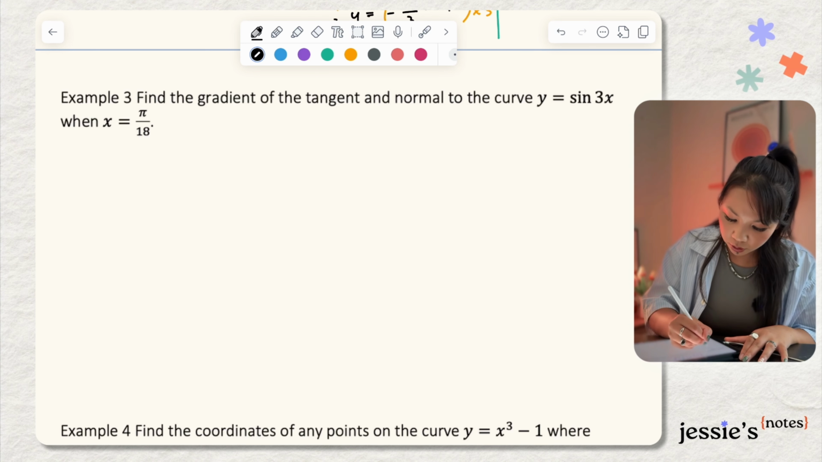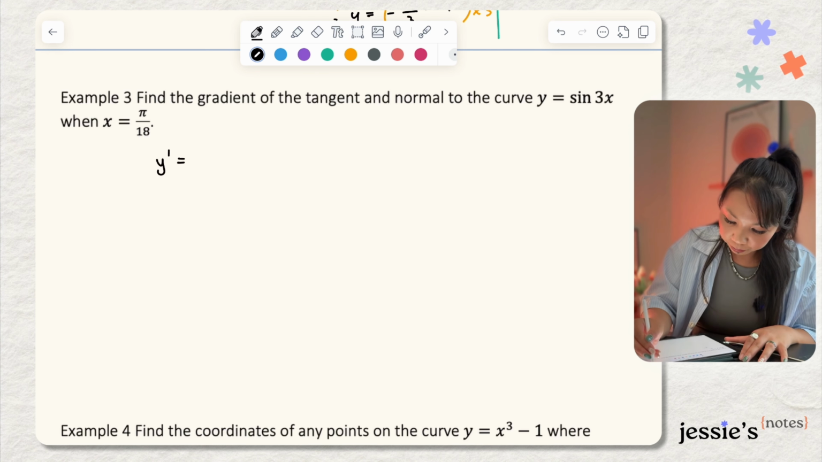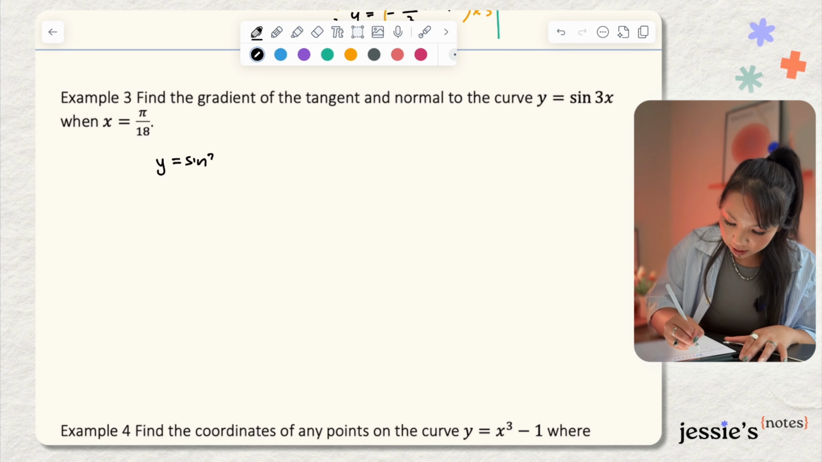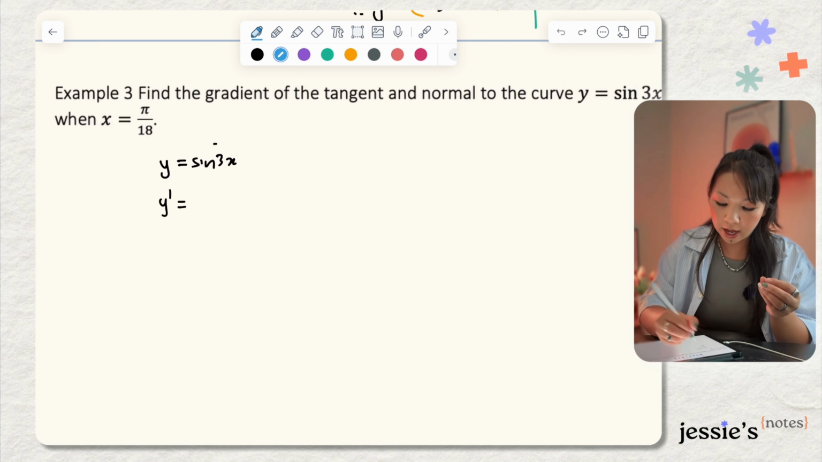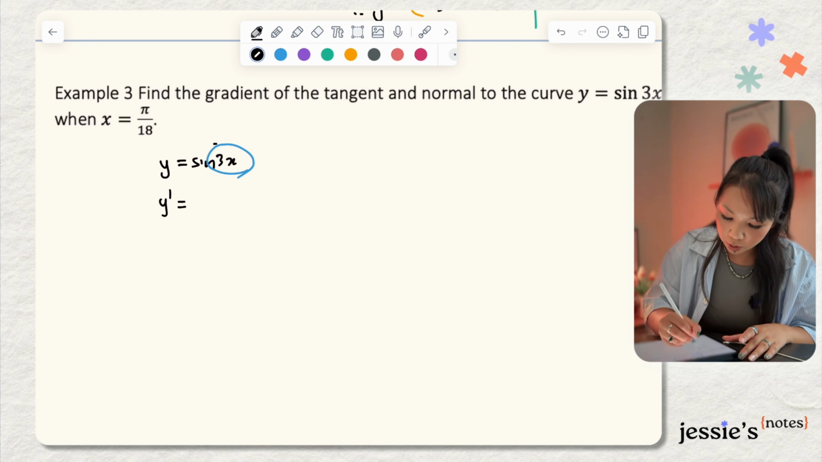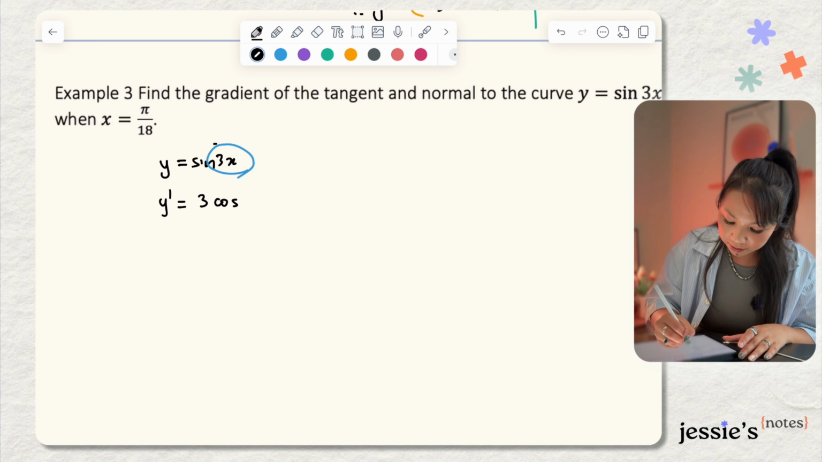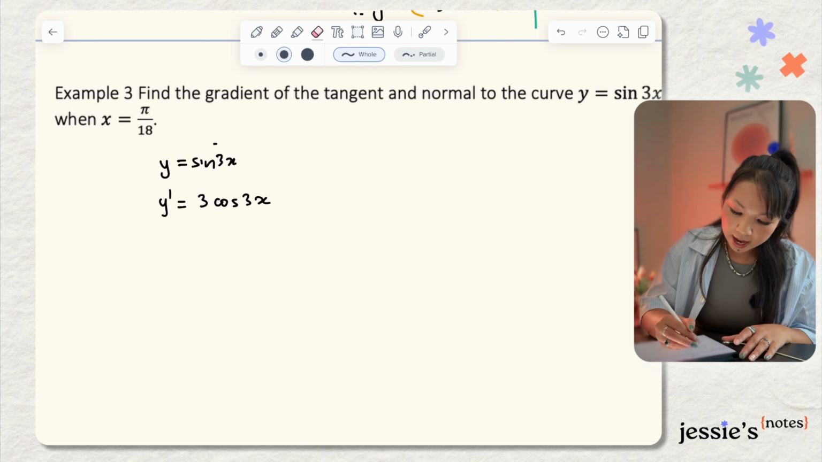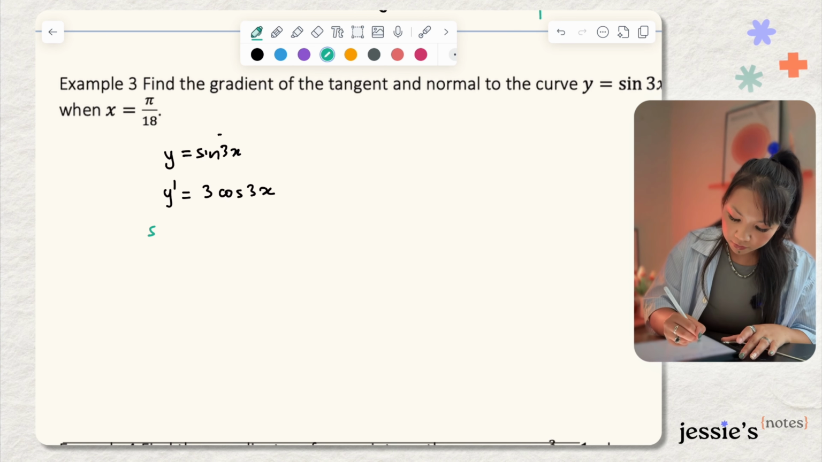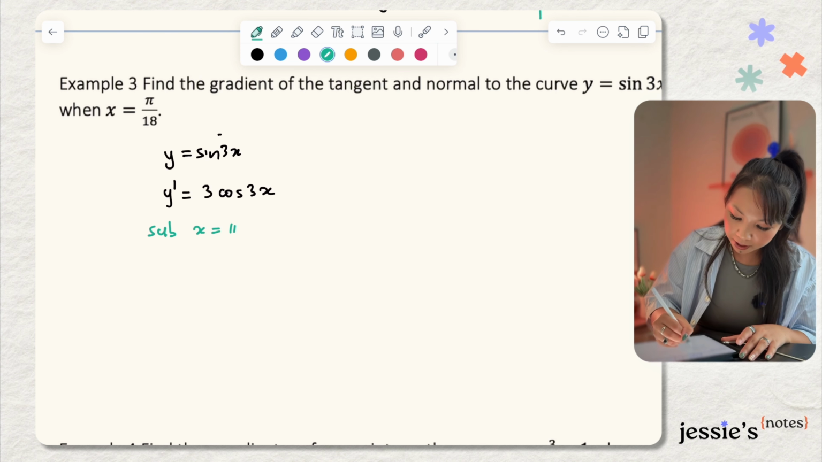So the first thing we're going to do is find the derivative. So if y equals sin 3x, to differentiate a trig or a sine, you take the derivative of the angle, that's going to be 3, which comes to the front, and then the derivative of sine gives you cos. So you get 3 cos 3x. And now we're trying to find the gradient of the tangent at x equals pi on 18.